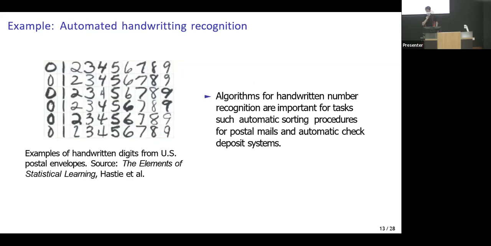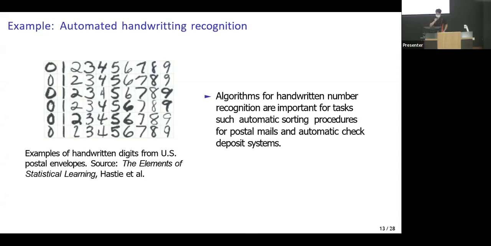Our second example is algorithms for handwritten number recognition, which is really important for automatic sorting procedures, for postal mails and check deposits. Nowadays, we tend to order a lot of things online, and the number of parcels worldwide is growing, and there are already some congestions recently. So data science plays a role in helping to speed up the sorting of such parcels or mails. You do not want a human to be there to sort where this postal code goes to.